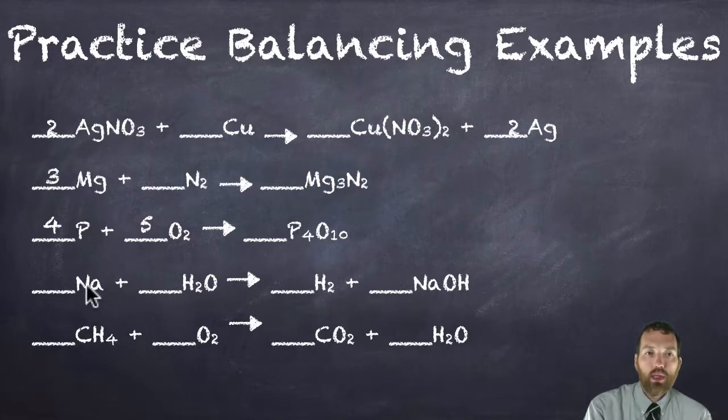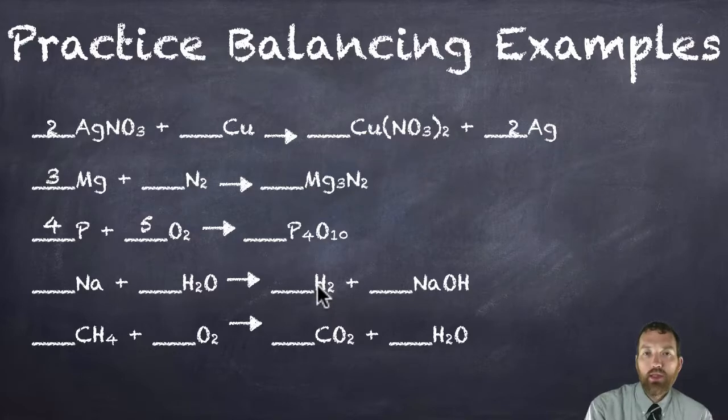Okay, the next one. I have 1 sodium on the left, 1 sodium on the right. I have 2 hydrogens on the left, and on the right I have these 2 plus this one. That's 3 hydrogens, so that's not balanced. The oxygens are balanced. I have 1 oxygen on the left, 1 oxygen on the right. Okay, so this can be tricky sometimes. When you have an even number on the left, like 2, and then an odd number on the right, like 3, the strategy is you need to get them both up to an even number as fast as you can, as easy as you can.